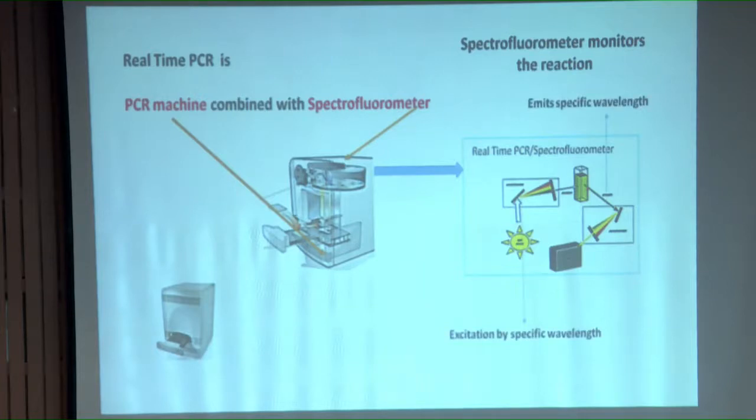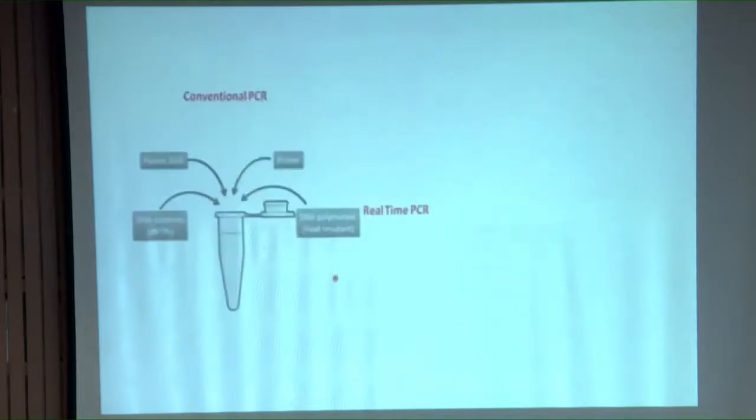Emission specific wavelength and excitation specific wavelength, these two things are there. So the question is, who is generating light in the spectrophotometer? Different options are there. You have a lamp, you have LEDs. Nowadays, LED has become a very popular choice. That depends upon the machine. Somebody is having lamps, somebody is having LEDs.